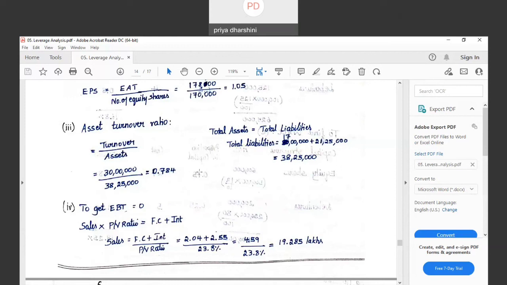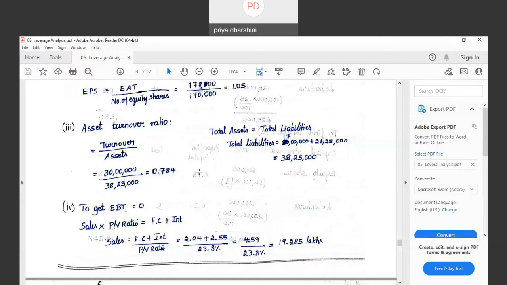What is the question? If the company belongs to an industry whose asset turnover is 1.5, does it have a high or a low asset leverage? The firm has a low asset leverage. How much is the industry standard? 1.5. How much is the turnover ratio for the firm? 0.784. It is less compared to 1.5. So you will say the firm has a low asset leverage.